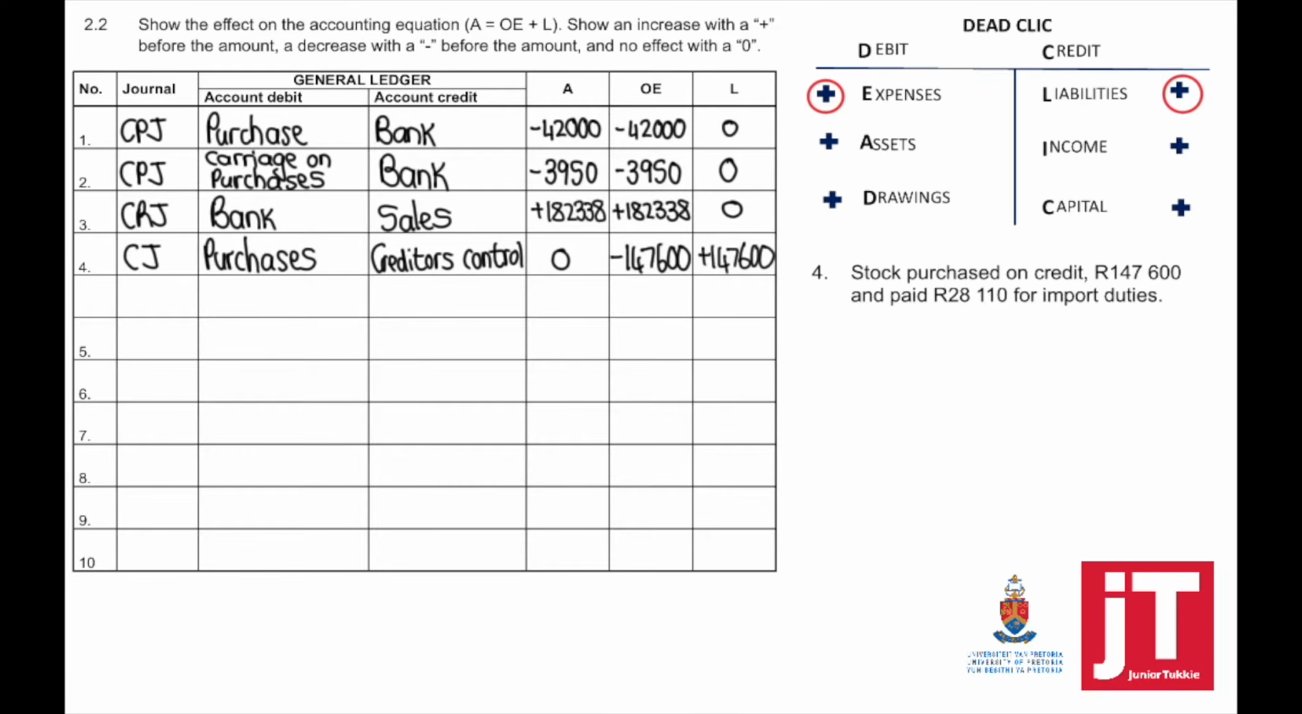Now, import duties must be shown. It's an expense in a periodic inventory system that incurred in getting that trading stock, which means that creditors control is credited, account debited, import duties. Again, import duties, an expense. If my expense increase, it has a negative effect on the owner's equity, and my liabilities will be plus.